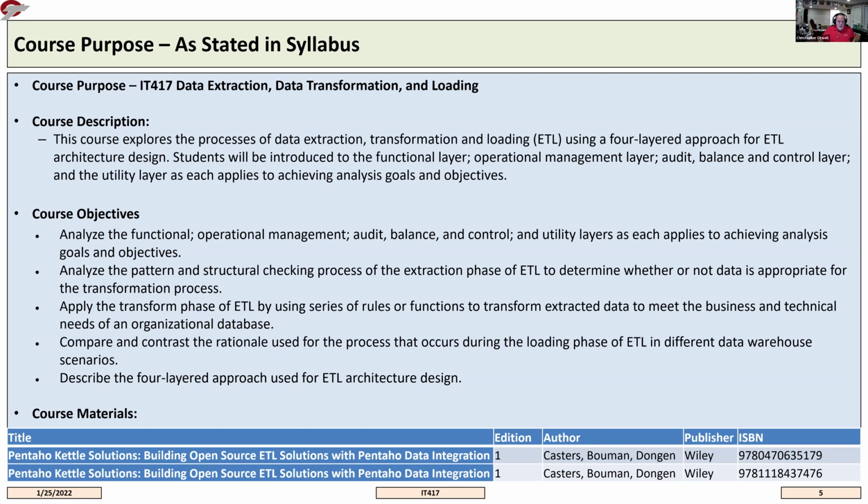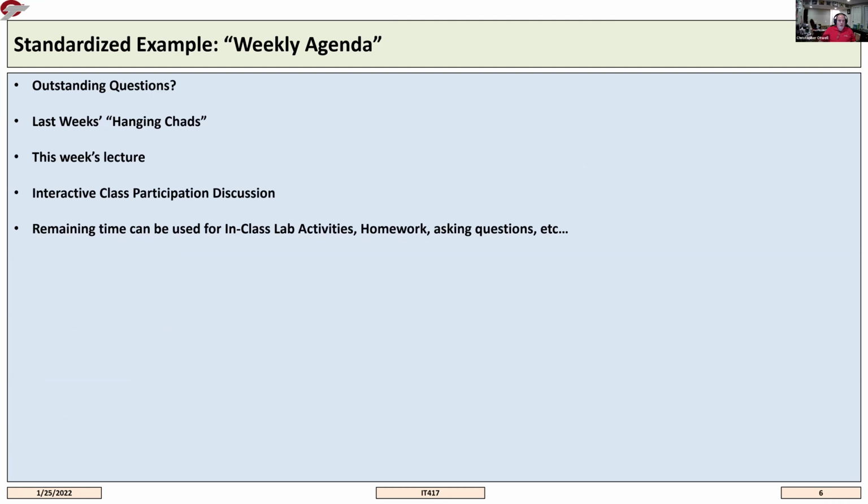Additionally, your book is Pentaho Kettle Solutions: Building Open Source ETL Solutions with Pentaho Data Integration. That does involve a little bit of programming in the way the course is set up. I only expect you to know enough about SQL programming to work on the individual project, answer a couple of basic questions, and maybe write a SQL script. Beyond that, you don't need to worry much about the programming interface itself. But it is going to be in this package. We'll tell you how to download it and get it set up.